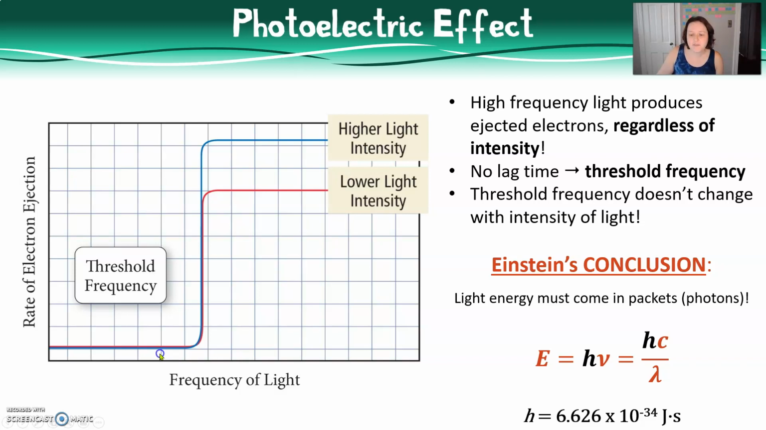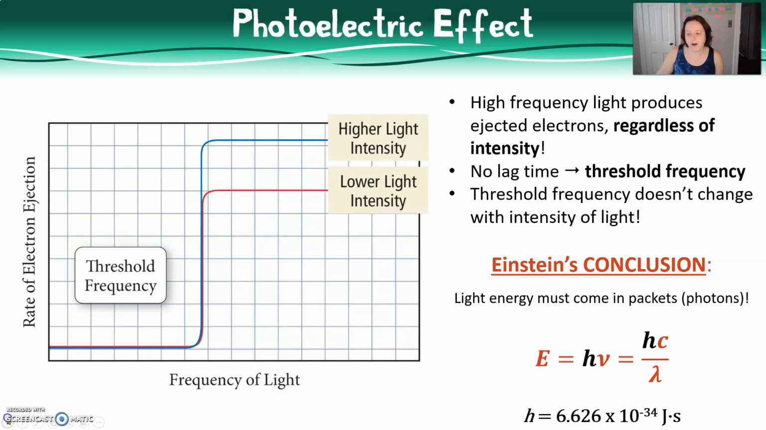However, they also expected that continuing to increase the frequency or energy of the light should also cause more electrons to be ejected, because if we're providing more energy to the metal atoms at these higher frequencies, then shouldn't we see more electrons being ejected as there's more energy provided to eject those electrons? However, that is not confirmed by this data, as the rate of electron ejection stays constant after this threshold frequency.